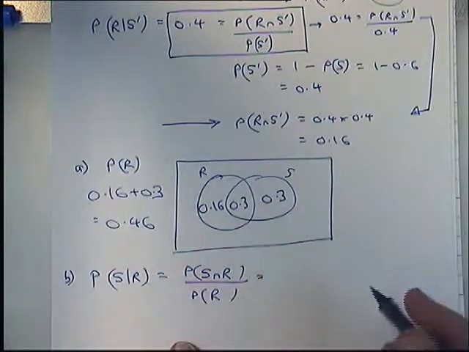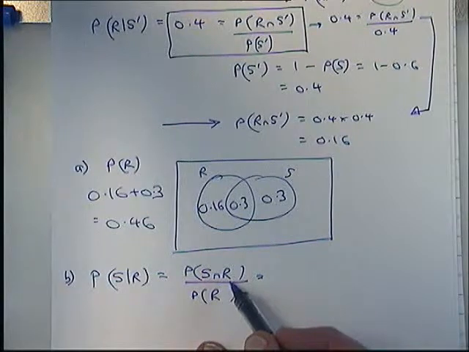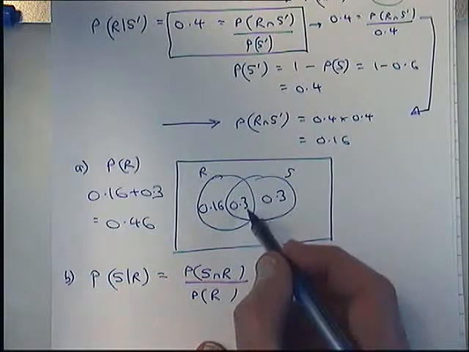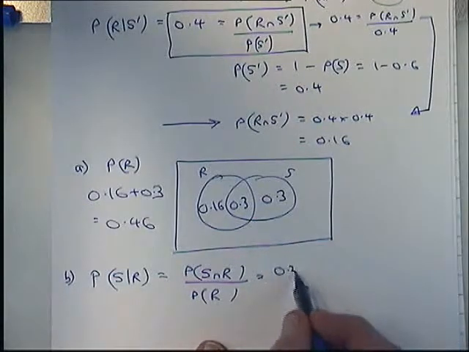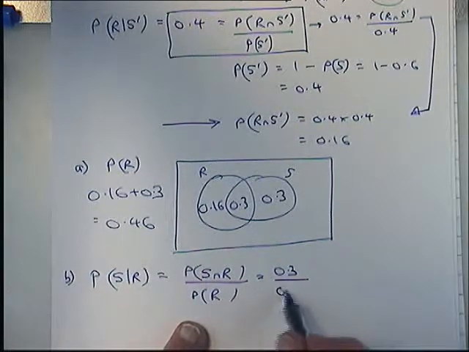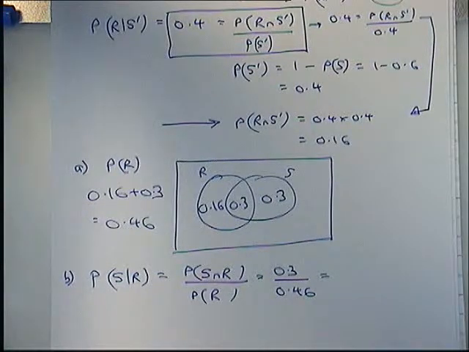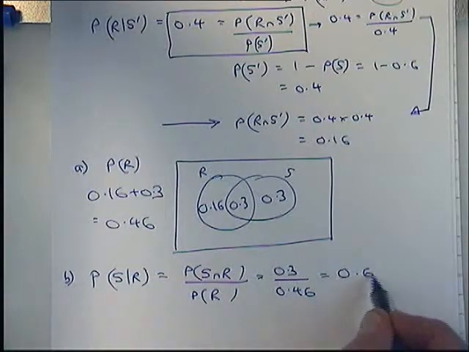Okay, now we've got a Venn diagram. What is the probability of S intersection R? 0.3. Probability of R, we just worked out 0.46. So that's the calculation we need to do. You can do that division, you get 0.652.